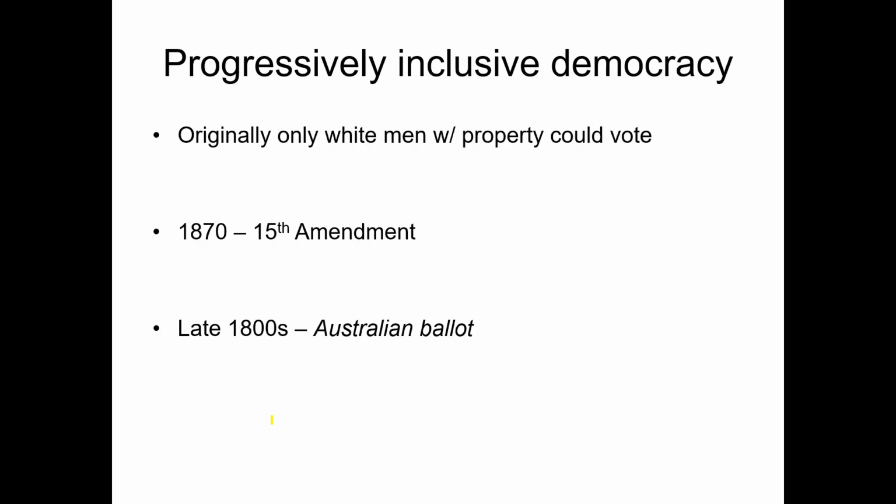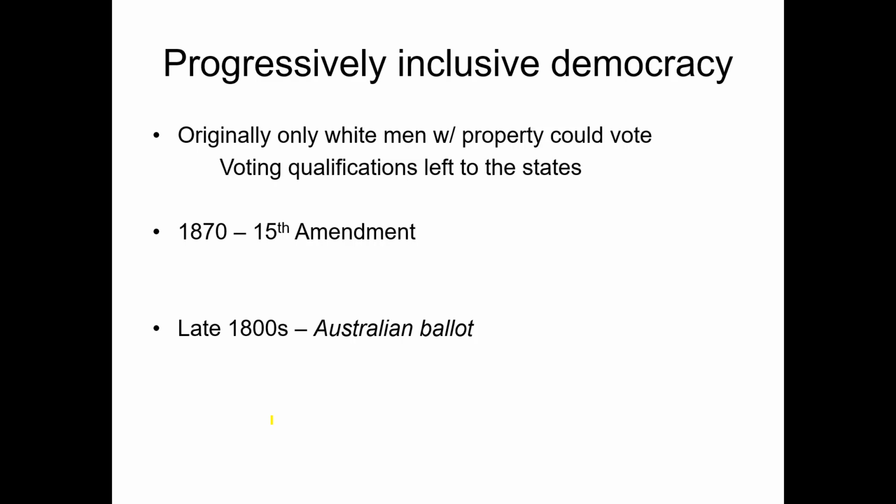Let's talk about how our democracy, first of all, became progressively inclusive with more voters. Originally, only white men with property could vote. They discussed that during the Constitutional Convention and left that up to the states to decide those voting qualifications. And over time, as we get into the early 1800s, states progressively started to chip away at those requirements.